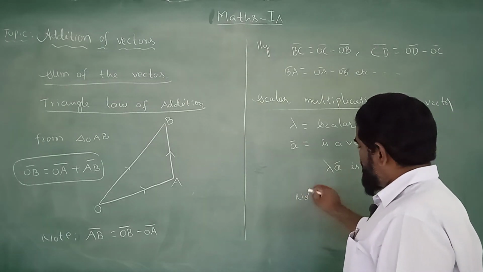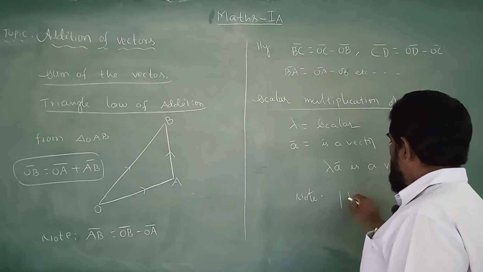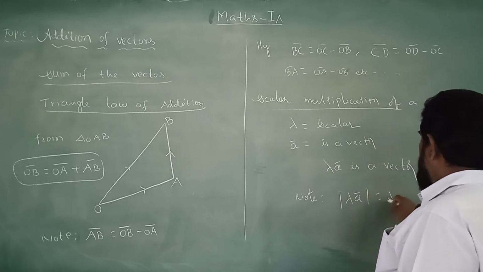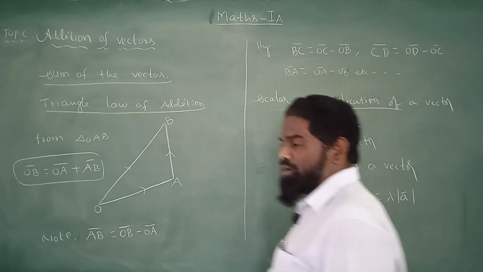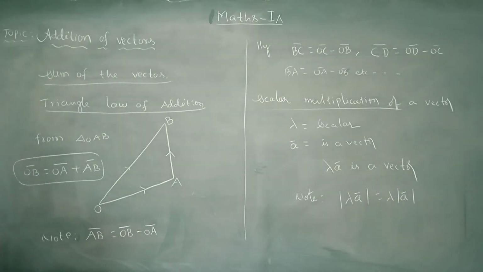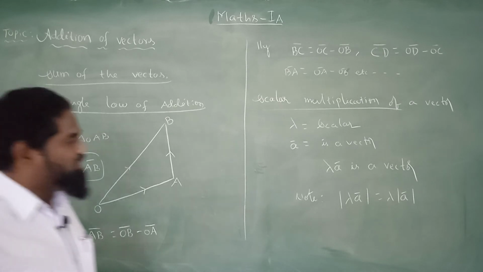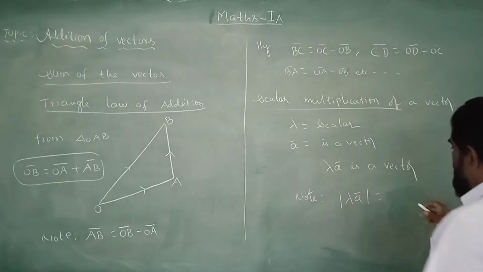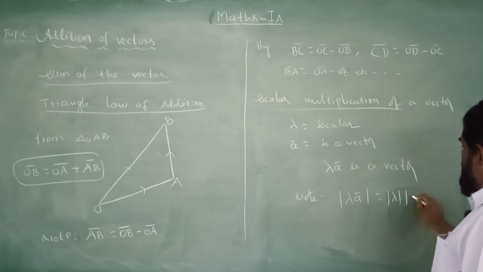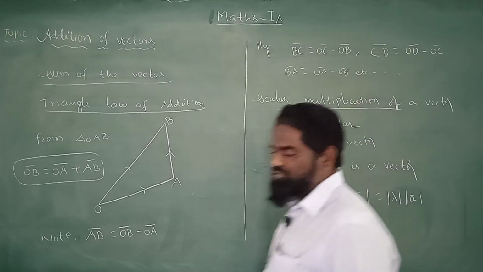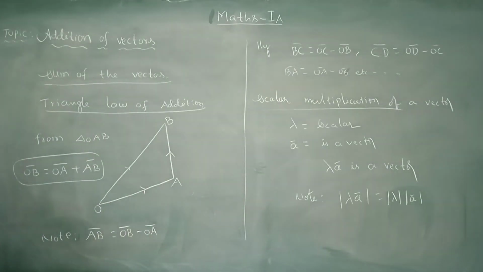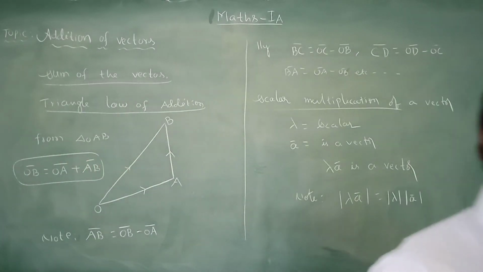One note on this condition: modulus of lambda a bar can be written as modulus lambda into modulus a bar. Understand? Here, lambda is a scalar, and it may be negative or positive. We always take the modulus, and it should be positive. Understand?